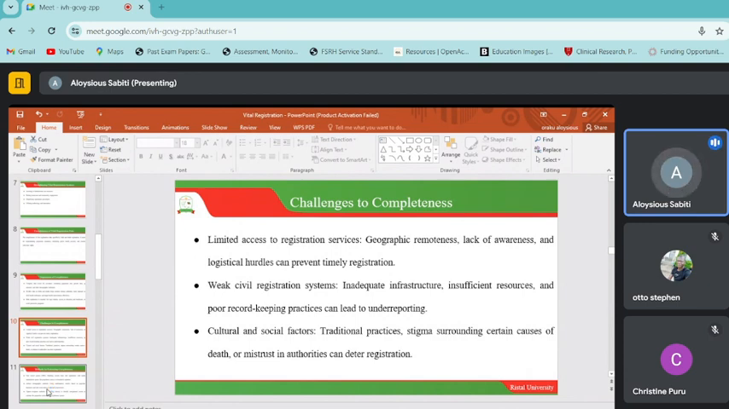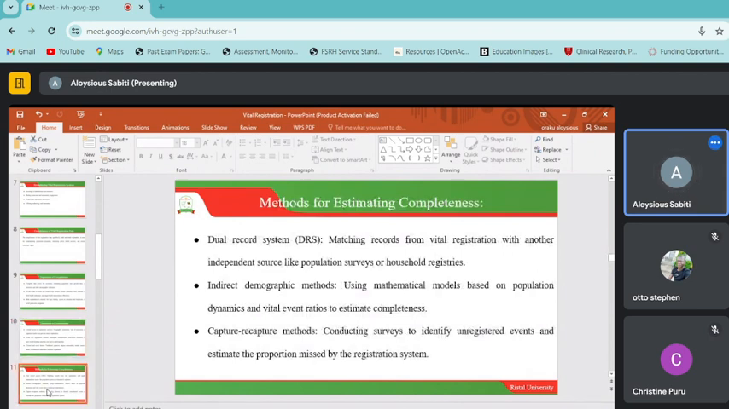But also, culturally, we know in some societies that they claim if a child is born, then there would be no need to register as fast as possible because they associate it to bad luck. So those are some of the challenges that affect completeness of data.